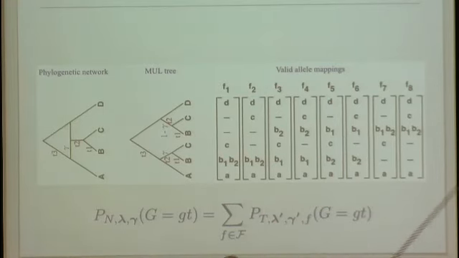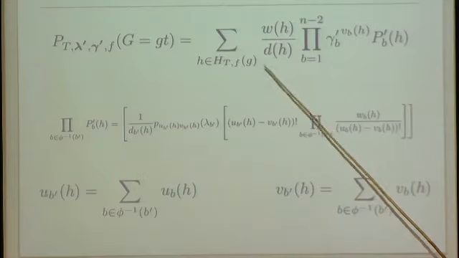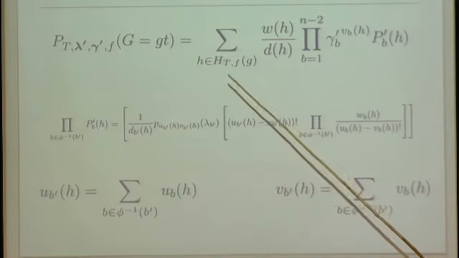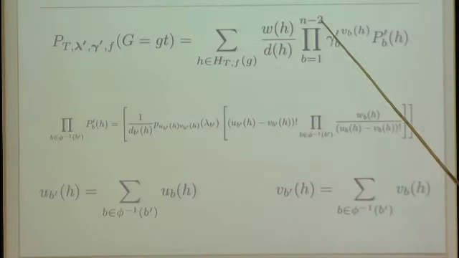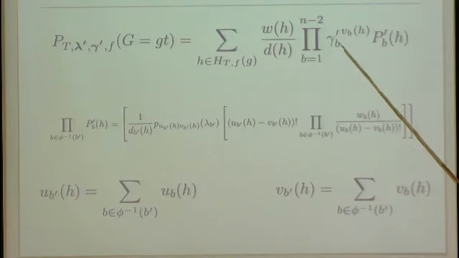If you look at this formula, it is very similar to what was before. It's the summation over all valid coalescent histories, but now we also have allele mappings. It is the product over all branches. Now we have to account for gamma. If you have 3 lineages leaving that branch, you have to multiply by gamma to the third, for example. Now we have this new probability, and this is just a symbolic term. It does not evaluate to anything.